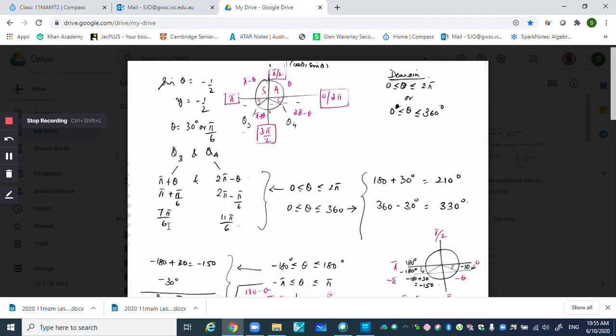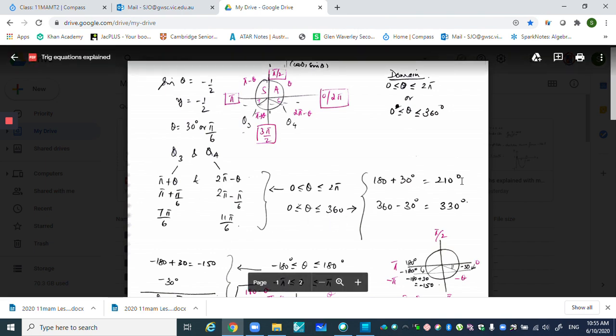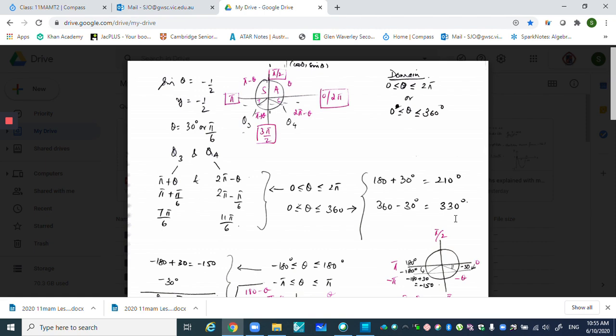So let's talk about what the solutions are in terms of radians. That's between 0 and 2 pi. The third quadrant is pi plus theta, so pi plus pi over 6 is 7 pi over 6. And in the fourth quadrant, it's 2 pi minus theta, 2 pi minus pi over 6, which is 11 pi over 6. If they asked you in terms of degrees, it's 180 plus 30, which is 210, and 360 minus 30, which is 330 degrees.